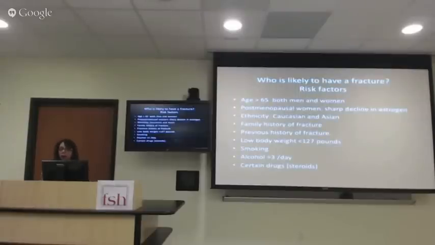So who is likely to have a hip fracture? What are the risk factors? Age is definitely a factor, and after age 65 it is pretty much even for men and women. But around 45 to 55, postmenopausal women have a higher risk than men at that time due to the sharp decline in estrogen with menopause. Ethnicity matters. Being Caucasian or Asian puts you at higher risk. Having a family history of fracture, having a previous fracture. Believe it or not, low body weight, weighing less than 127 pounds, puts you at a higher risk for fracture. As I mentioned, smoking and alcohol. And certain drugs can affect our bones and cause demineralization. Corticosteroids can have an effect, as well as some seizure medications.